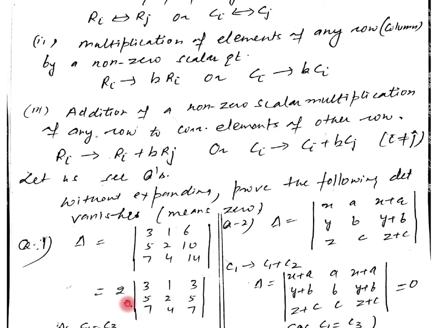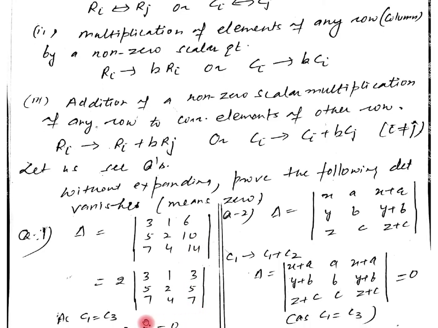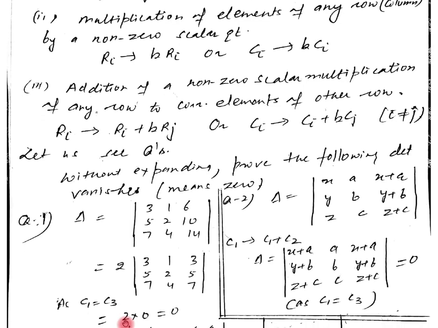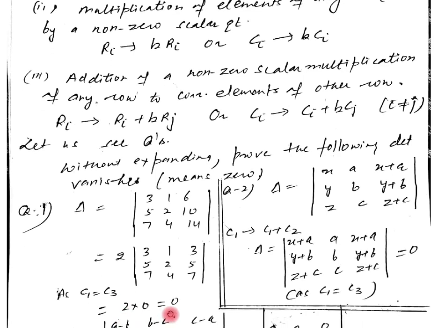Then, taking 2 common, the first column will remain as it is, the second column will remain as it is, and when we divide each element of the third column by 2, it becomes 3, it becomes 5, it becomes 7. Now here 2 columns are identical. Therefore the value of that determinant is 0.